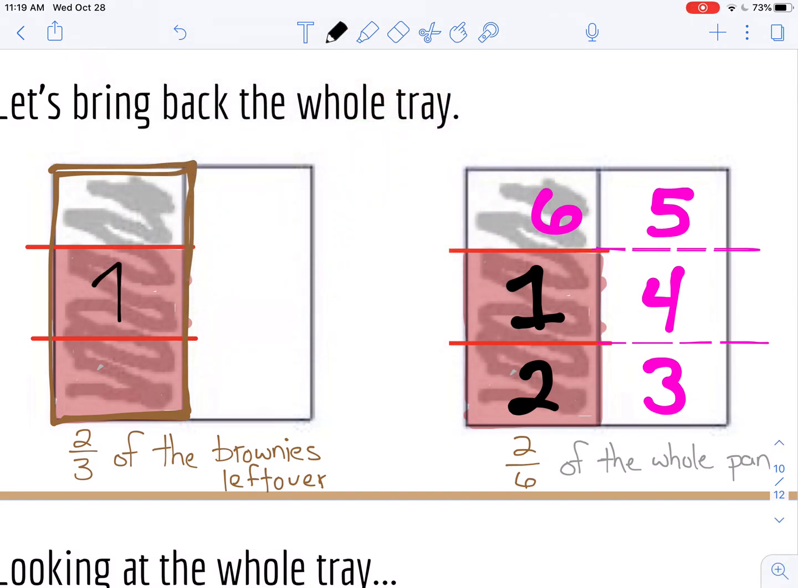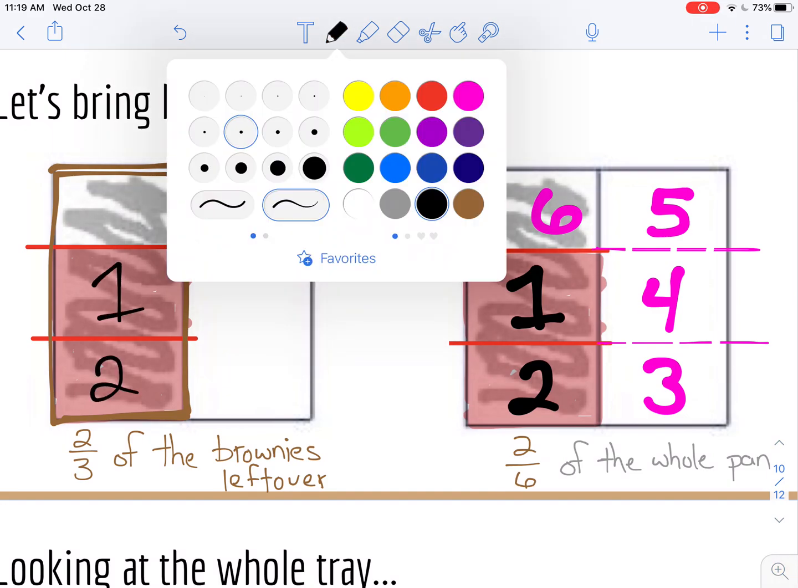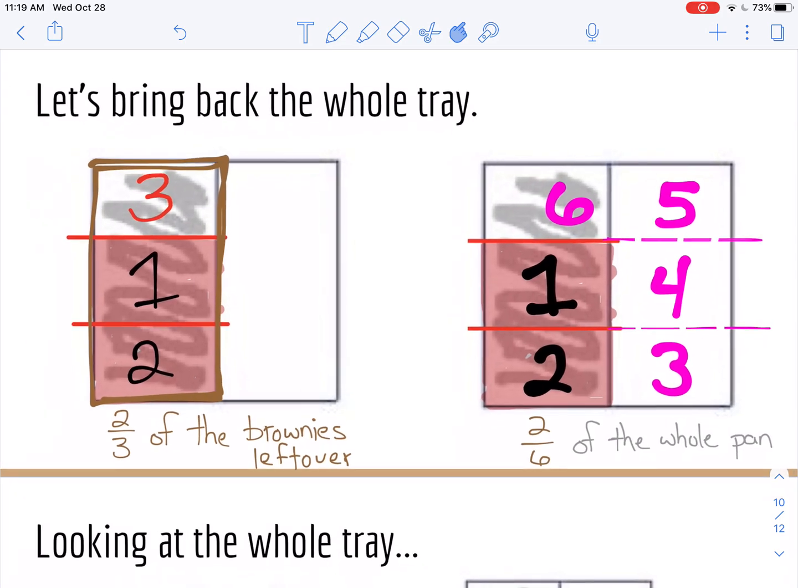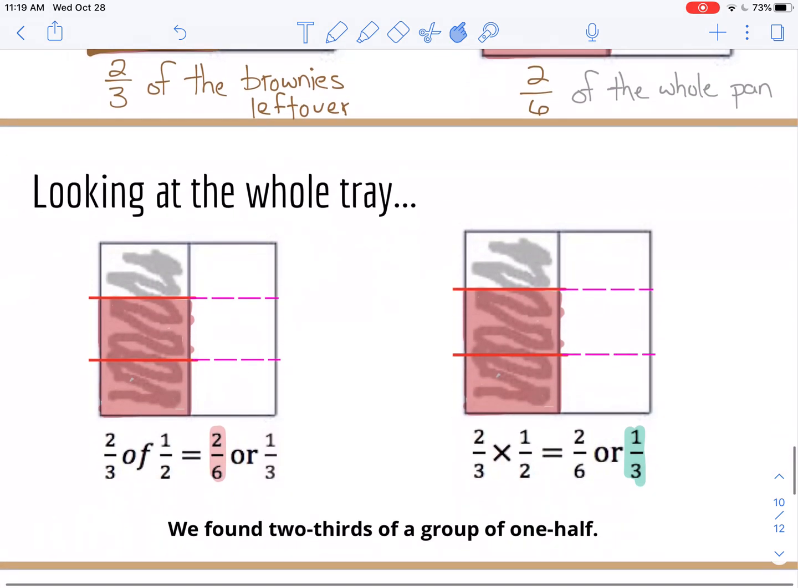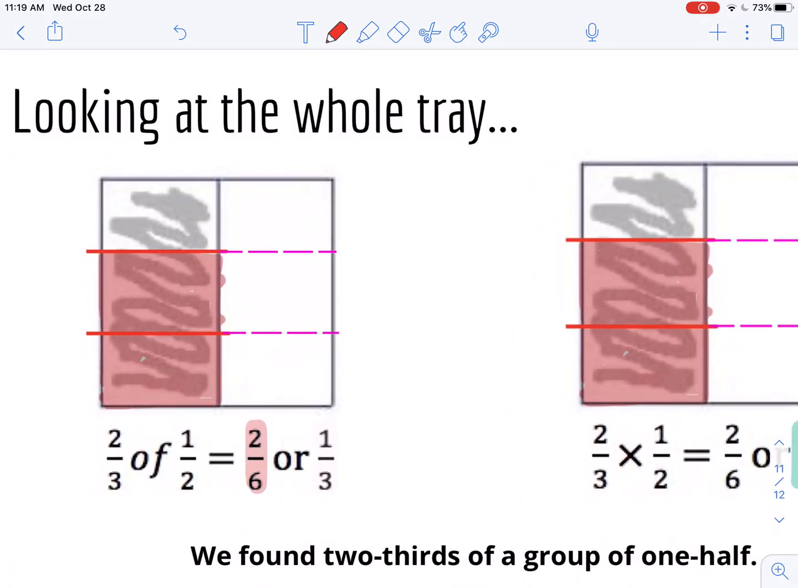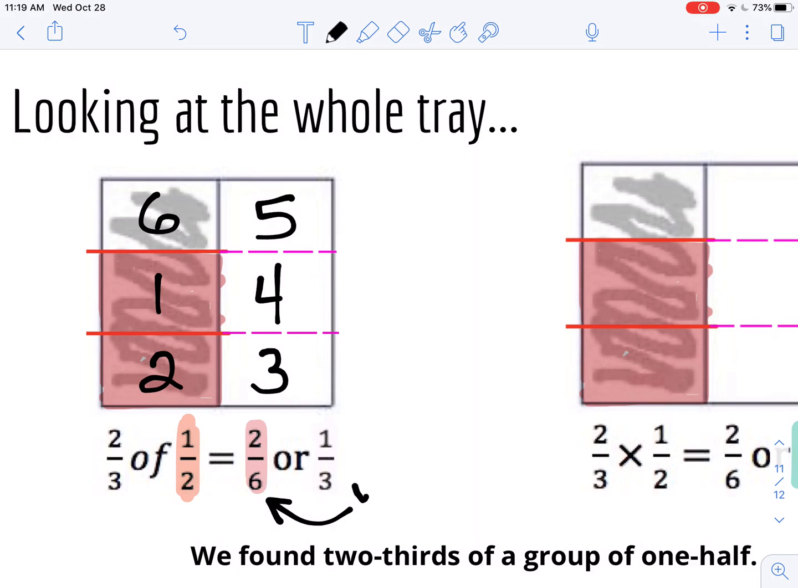Let's put those numbers in too. He ate 1, 2 out of the 3 parts the leftovers were in, but that's 2 out of the 6 equal parts for the tray. So we can read this, looking at the whole tray. Jed ate 2/3 of the leftovers, the half. That's the same as 2/6. Again, 1, 2, 3, 4, 5, 6, 2/6 of the tray.